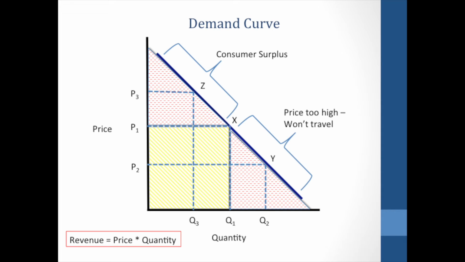If the airline adds a lower price P2 with the quantity of tickets demanded Q2, by the law of demand, as the price goes down, the quantity demanded by consumers will go up. Similarly, if the airline adds a higher price P3, the quantity demanded will go down to Q3. I labeled these types of customers X, Y, and Z.